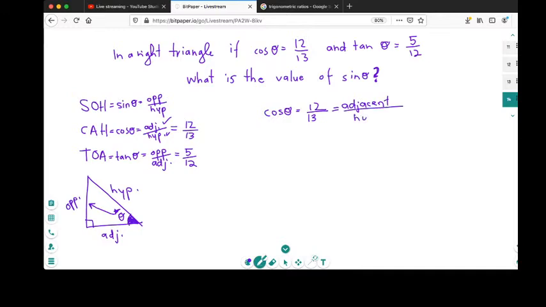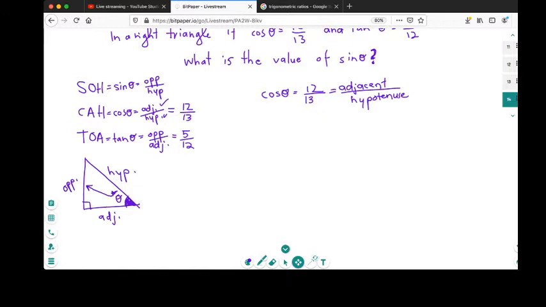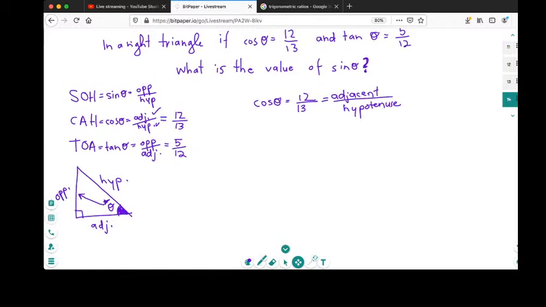Over hypotenuse. Well, that tells me that this side length is 12, and that this side length, the hypotenuse, is equal to 13.